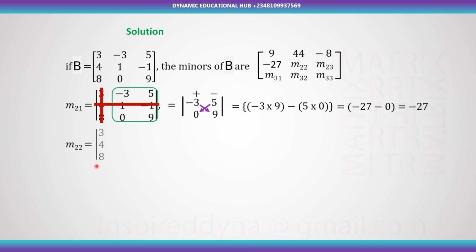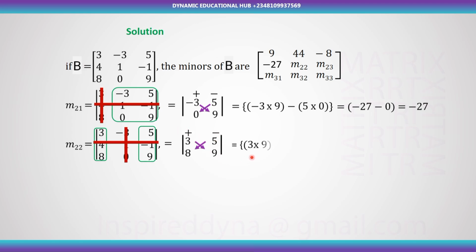The next one is minus 2, 2, second row, second column. You are left with these. Let's find their determinants. To find their determinants, you have plus, minus. Multiply across the diagonal. You have 3 multiplied by 9 minus 5 multiplied by 8.